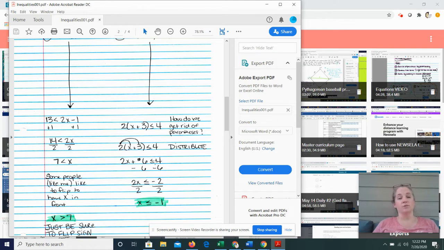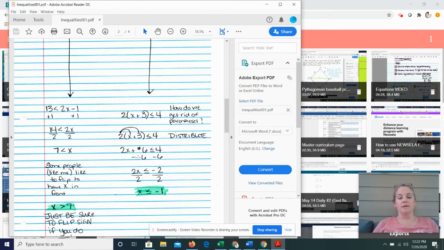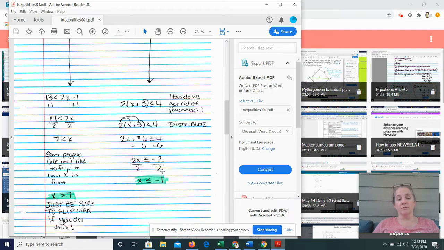And now you just have a two-step inequality. To get rid of the plus 6, you minus 6 to both sides. That just leaves 2x over here. 4 minus 6, this goes back to our integer rules. You're taking away more than you started with. So basically you're doing 4 plus negative 6. That leaves you negative 2.